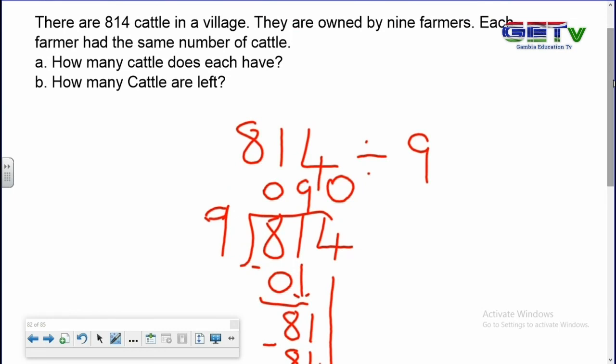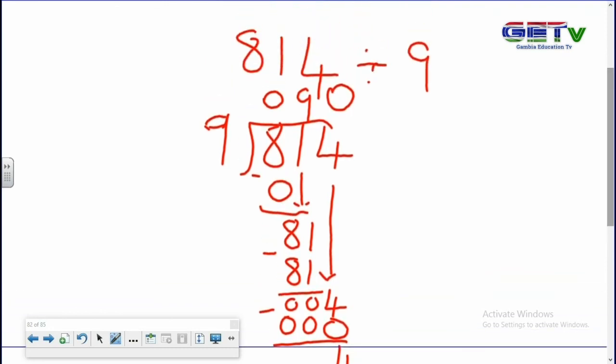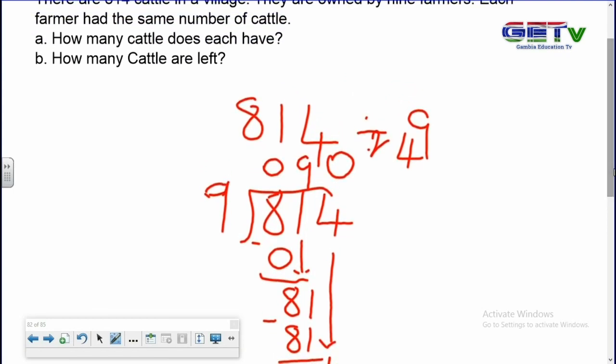And question B says, how many cattle are left? That is the remainder. The 4 you are seeing is the number of cattle left. This is remainder 4. 90 is the number of cattle each farmer received, and the number of cattle left are 4.